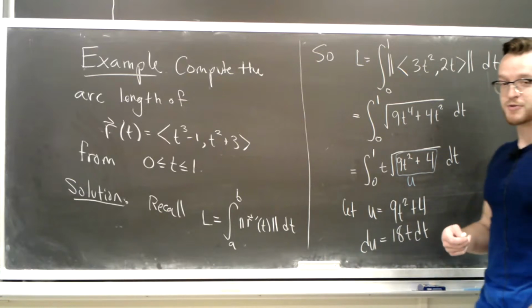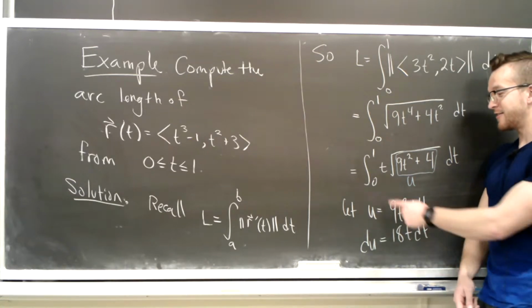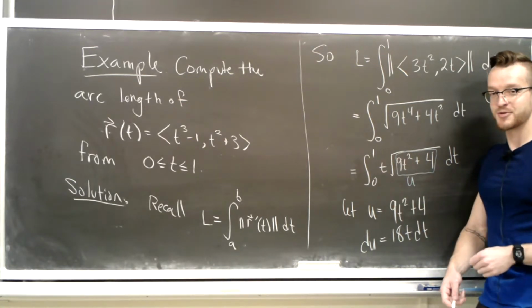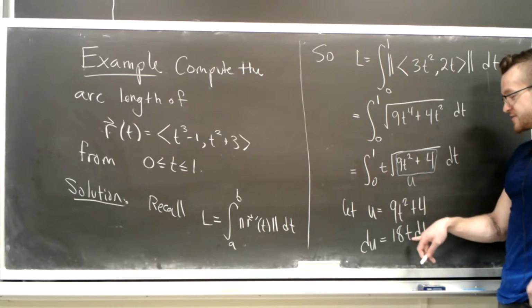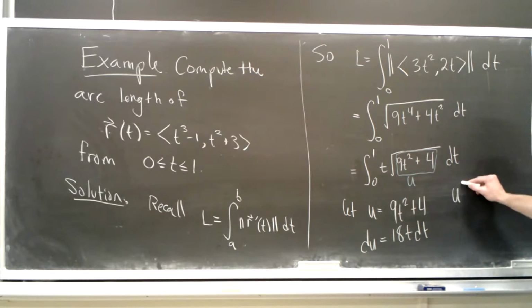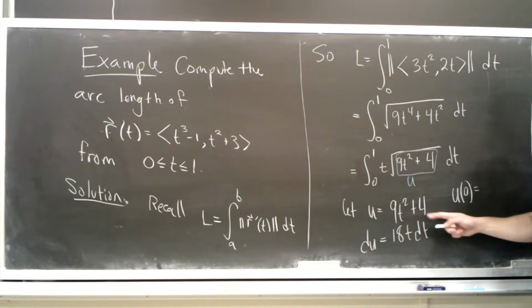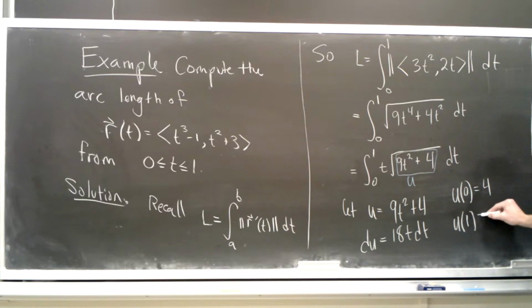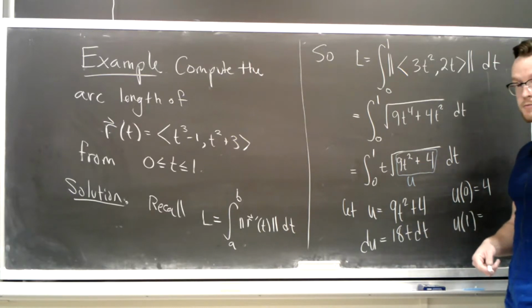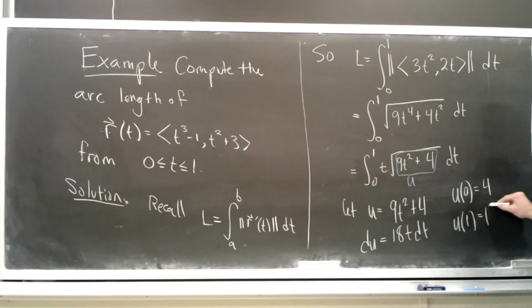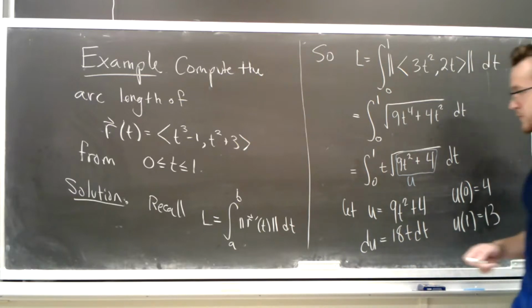And every time you do a substitution, whether you like it or not, you've got to change the bounds. So when t is 0, what is u? u is going to be 4. And when t is 1, u is going to be 9 plus 4, which is 13. Okay.